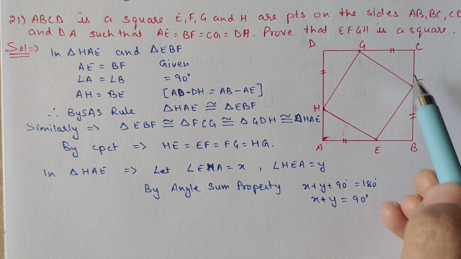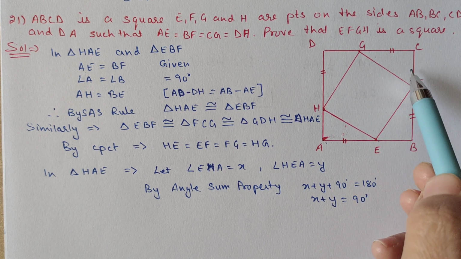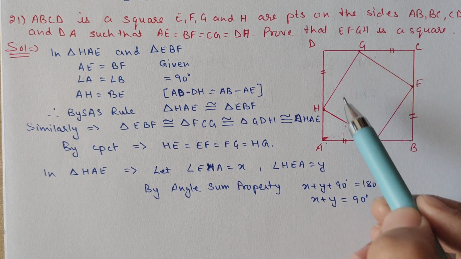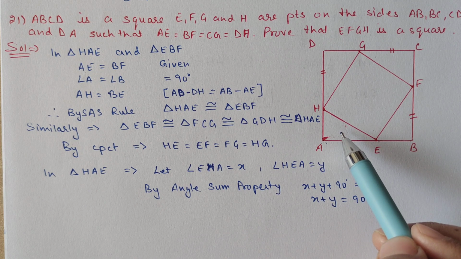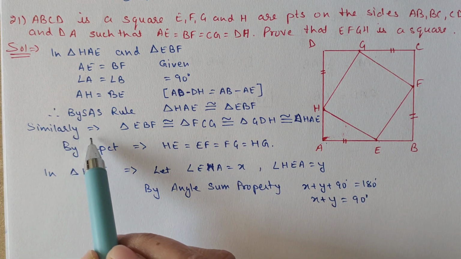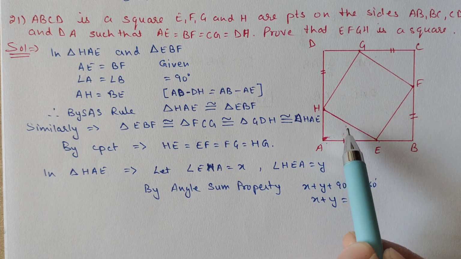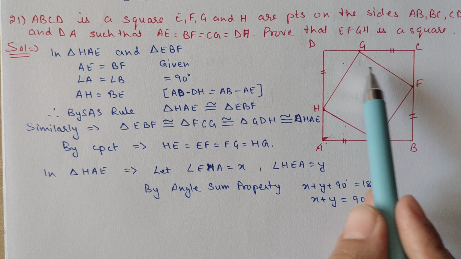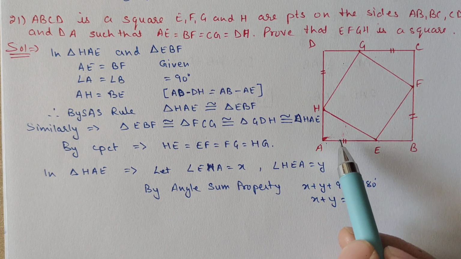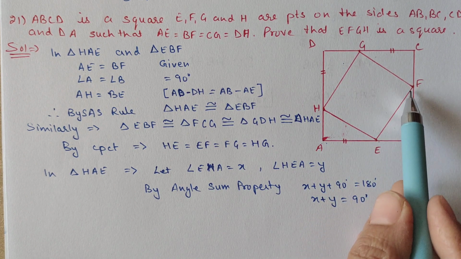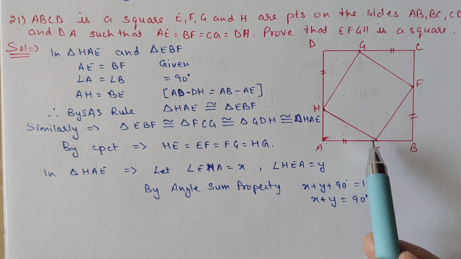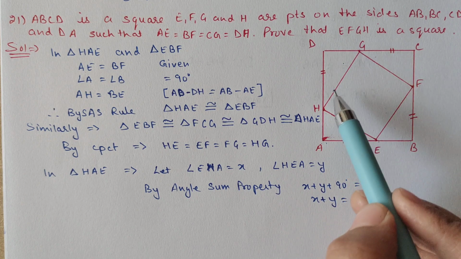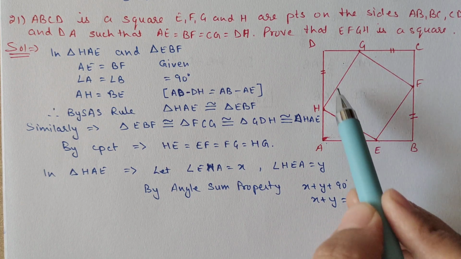Same way, if we compare these two triangles, then these also will be congruent to each other. Then these two also will be congruent to each other and these two also. So we can write here similarly these four triangles are congruent to each other. Now after showing these four triangles are congruent, by CPCT we can say the third corresponding side also will be equal. It means HE is equal to EF equal to FG equal to GH. All four sides are equal.